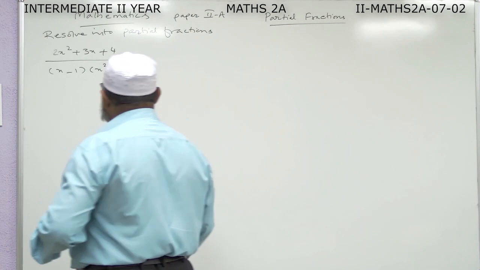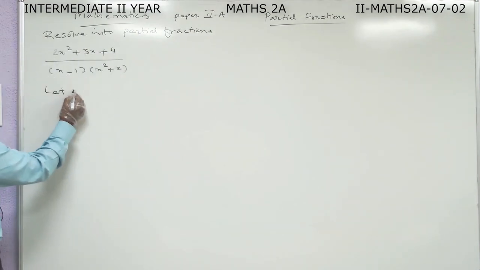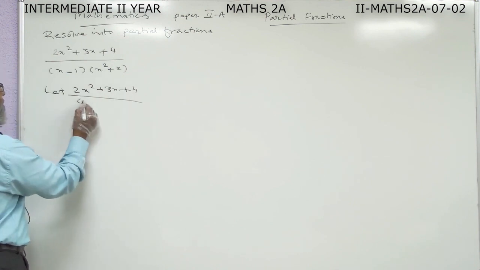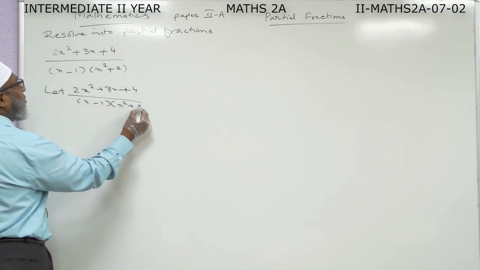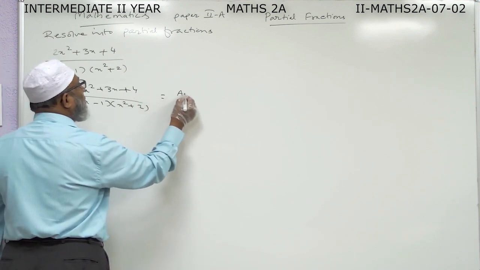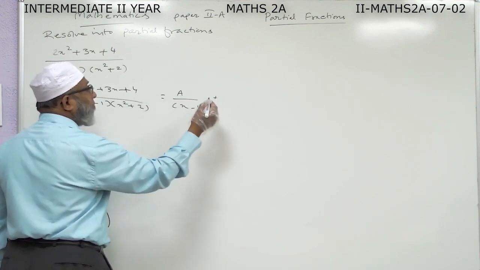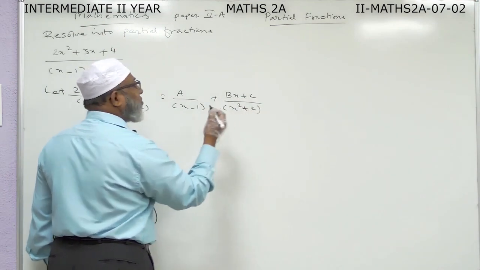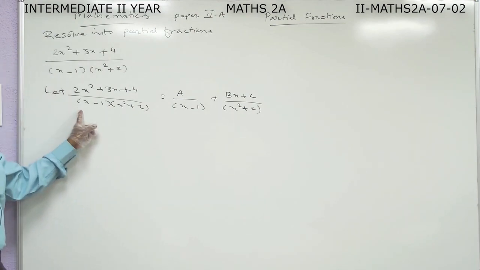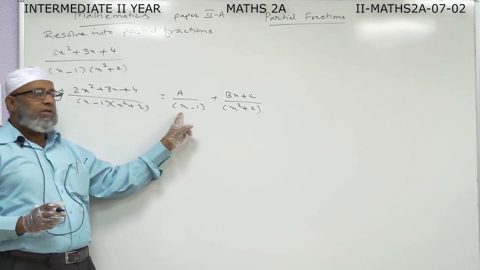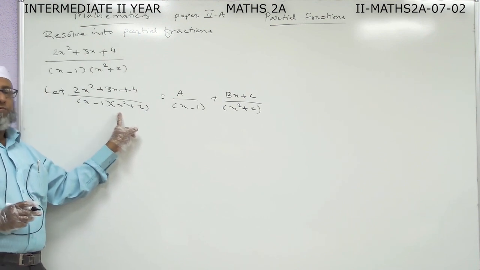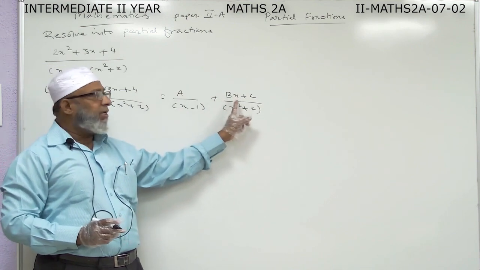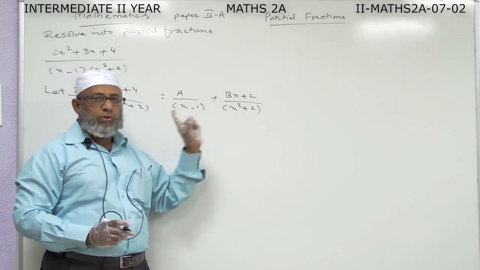Therefore, the substitution will be: let (2x square plus 3x plus 4) divided by (x minus 1) into (x square plus 2) is equal to a by (x minus 1) plus (bx plus c) divided by (x square plus 2). Because the first term is a linear one, for linear the substitution will be a by (x minus 1). The second term is a quadratic one which cannot be split into linear factors, so the substitution will be (bx plus c) by (x square plus 2), isn't it?